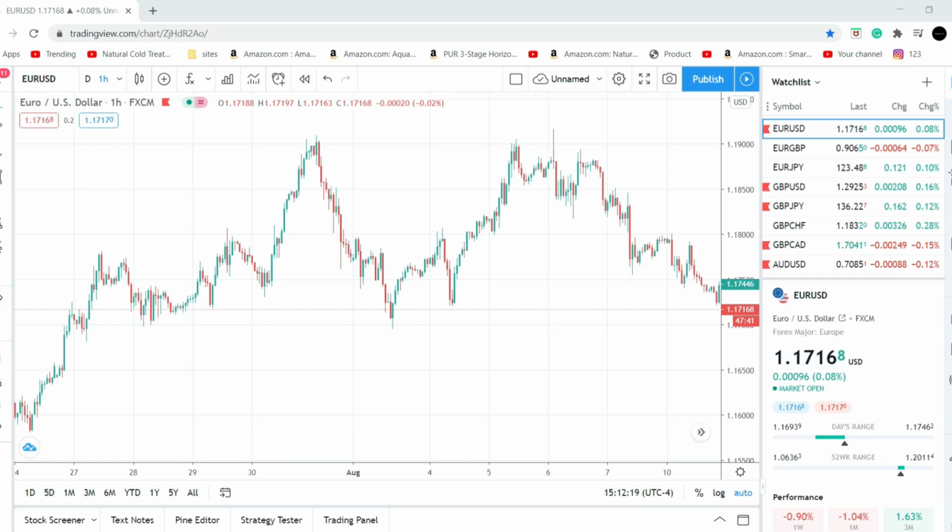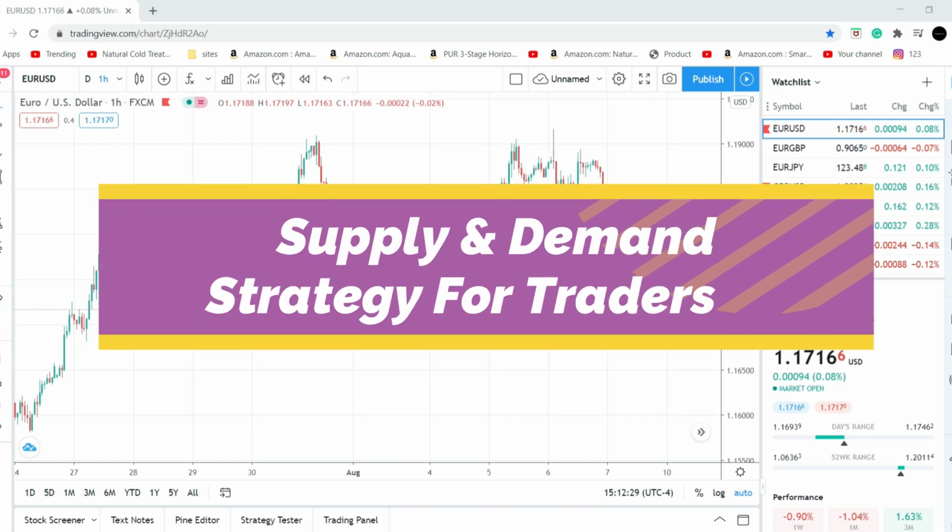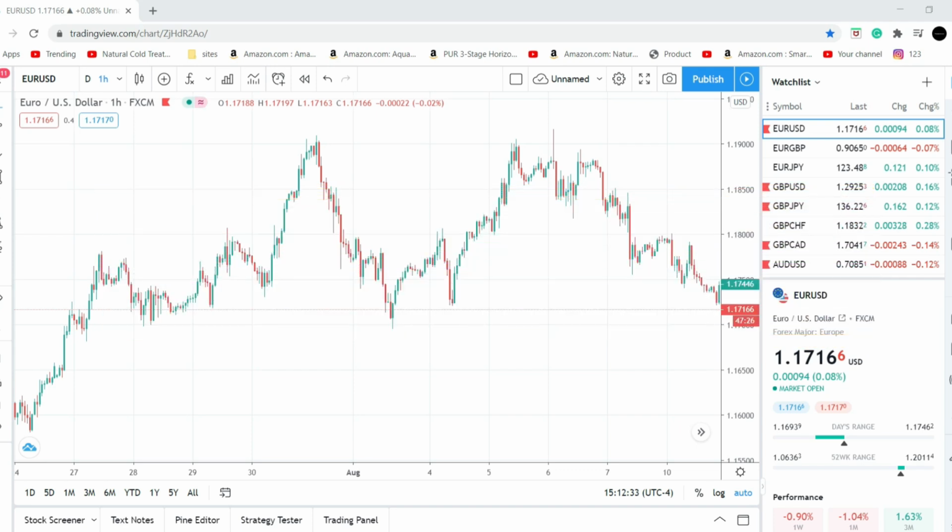Today, we're going to talk about the perfect supply and demand strategy for traders. Okay, this is actually one of my favorite setups. I love trading this setup. So let's get to it.